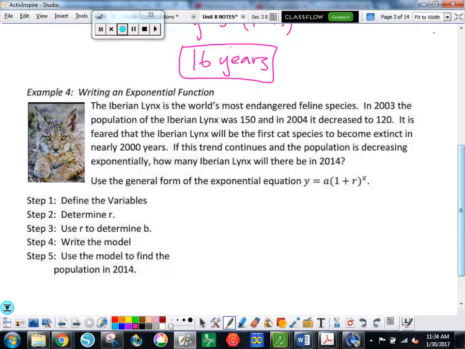The Iberian lynx is the world's most endangered feline species.